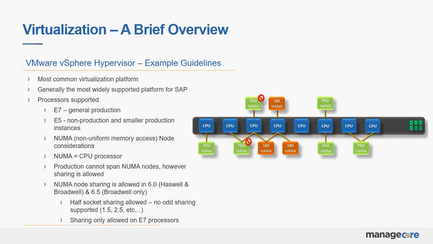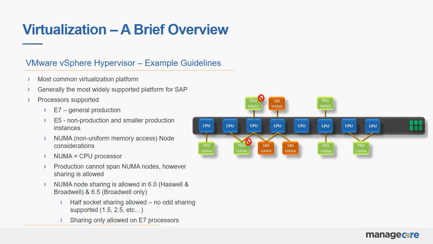The processors supported, and this will be a big theme, it really comes down to the processors, whether you're on-prem or cloud or whatever the case may be. Processors supported are the E7 versions and the E5 versions. E7s are general production, and E5s are really for non-production or entry-level production systems.